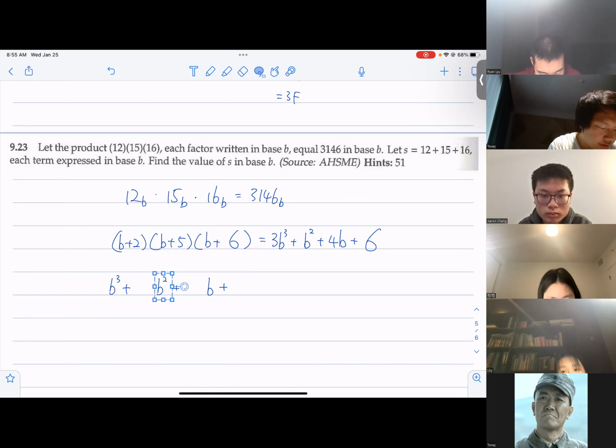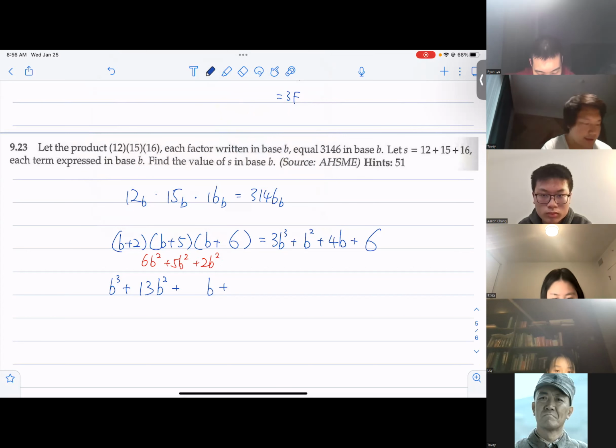So to generate a b squared, we choose two b's from two brackets, and the last bracket you have to choose the number. So that means you do b times b times 6, you get 6b squared, and then there's a 5 here, right? So 5 times b times b, that's 5b squared. And also, if you get a 2 as a number, that means you have 2 times b times b, that's 2b squared. See? So this way you can mentally calculate that basically for b squared, that's just 2 plus 5 plus 6, and that will be 13. Does that make sense? Okay, good.